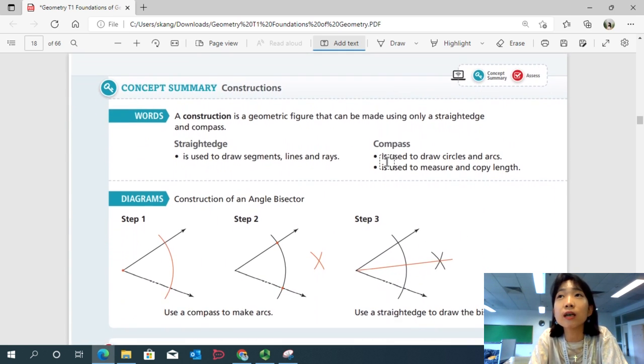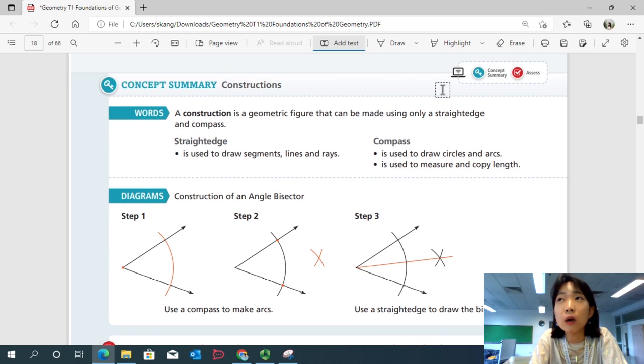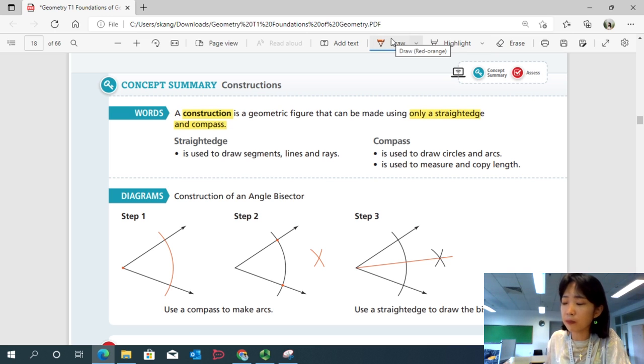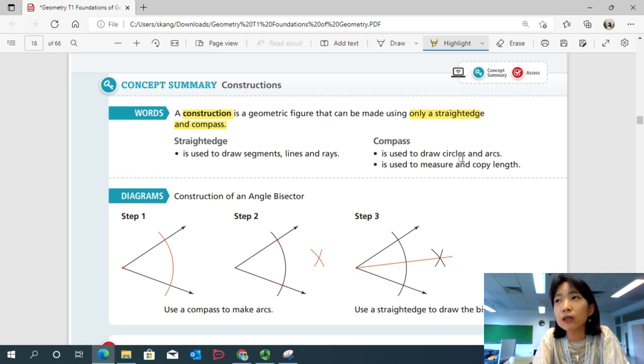Let's summarize our lesson. We learned about constructions. What is a construction? A construction, by definition, is a geometric figure that can be made using only a straight edge and compass, where your straight edge is not used as a measuring ruler. The straight edge is used to draw segments, lines, and rays. The compass is used to draw circles and arcs, and it's used to measure and copy length. So instead of your ruler, you're using the compass to measure.